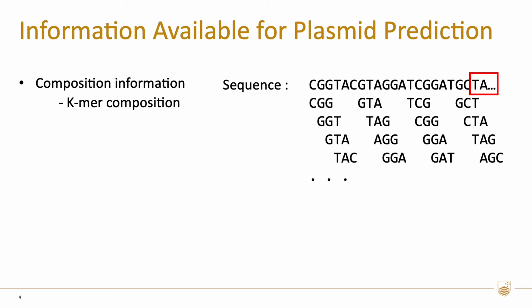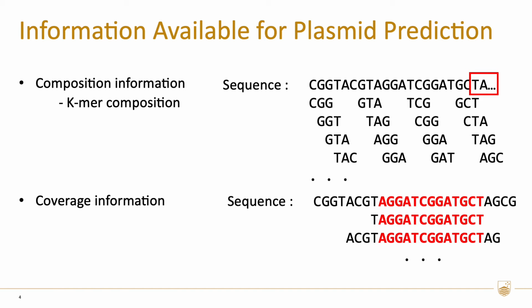Next, we have coverage information. Coverage of a sequence is the average number of times a particular sequence segment appears in a dataset. This is an important indication of the level of presence of a species in a dataset. Coverage information is typically computed by overlapping reads on top of the assembled contigs.